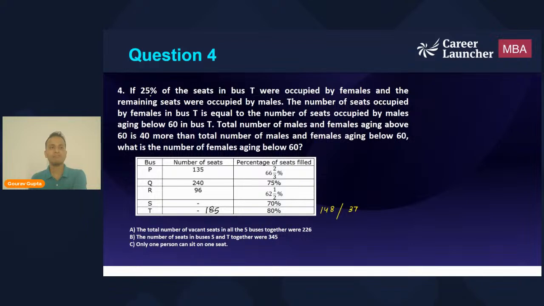Right? Now, in the first statement, they are talking about the number of seats which are occupied. Out of 148 seats which are occupied, 25% of the seats were occupied by females. Okay? 25% of the seats are occupied by females and the remaining are occupied by males. Am I clear? So, what will be the number of seats occupied by females?